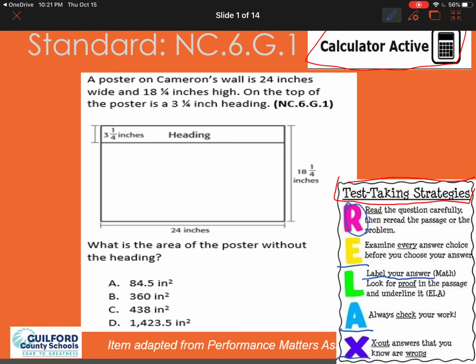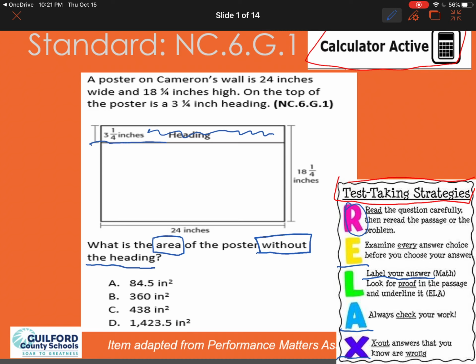A poster on Cameron's wall is 24 inches wide and 18 1/4 inches high. On top of the poster is a 3 1/4 inch heading. What is the area of the poster without the heading? So it's always important to find those keywords, such as without, and box them. So without the heading. So we're trying to find the area of the poster without the heading. So this heading we are going to not include.